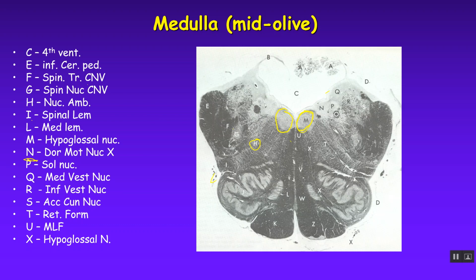N is the dorsal motor nucleus of cranial nerve number 10.